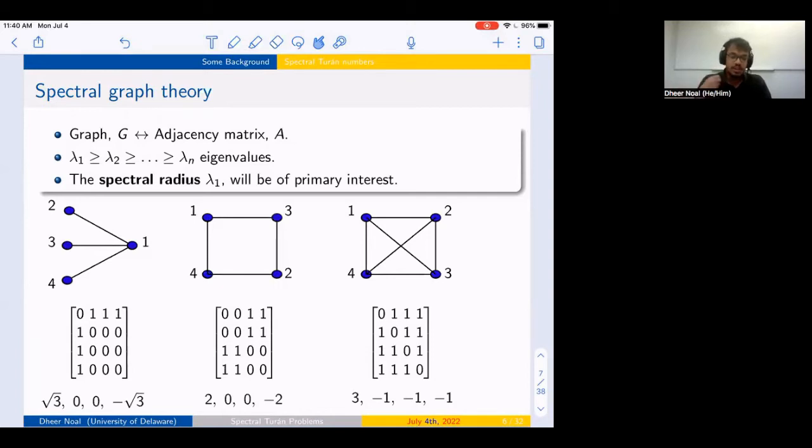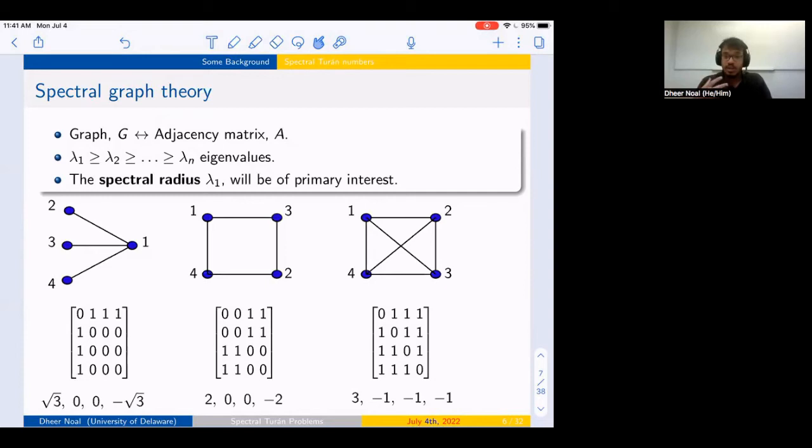So in particular, for the adjacency matrices, we have a complete basis of real eigenvectors, and associated to them are real eigenvalues. So we can order them from increasing to decreasing, lambda 1 to lambda n, if n is the number of vertices. And because it's important for this talk, we'll be calling the largest eigenvalue the spectral radius. And the spectrum which we get from a graph's adjacency matrix really tells us a lot of information about the underlying graph.